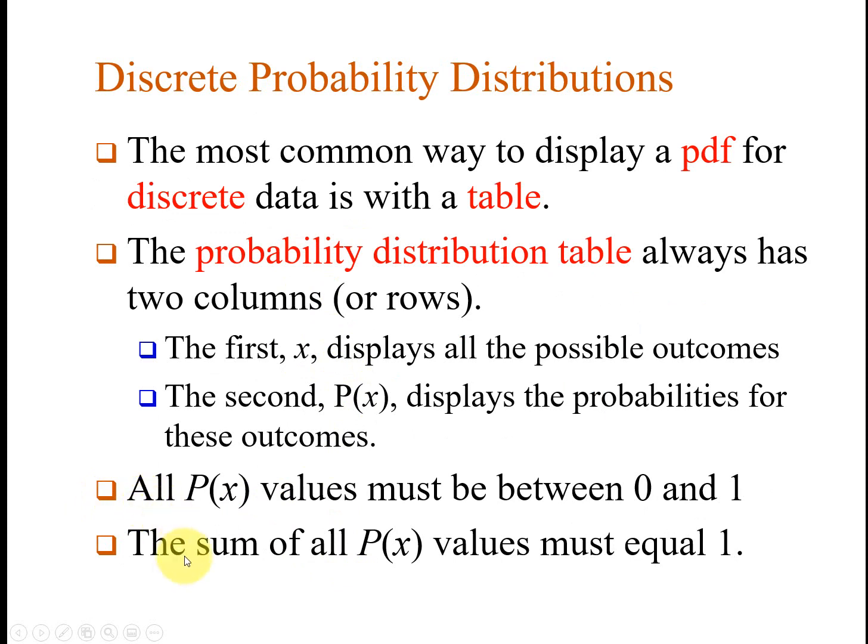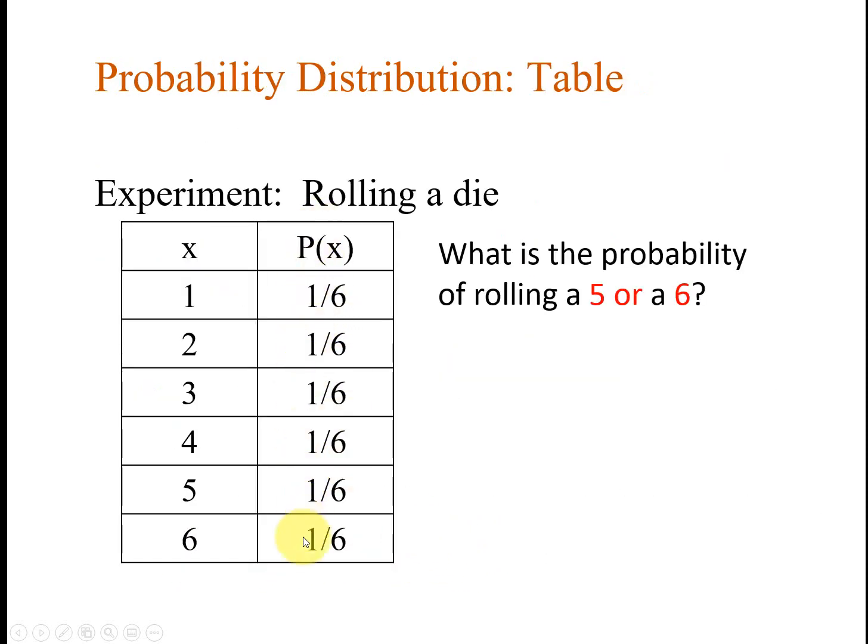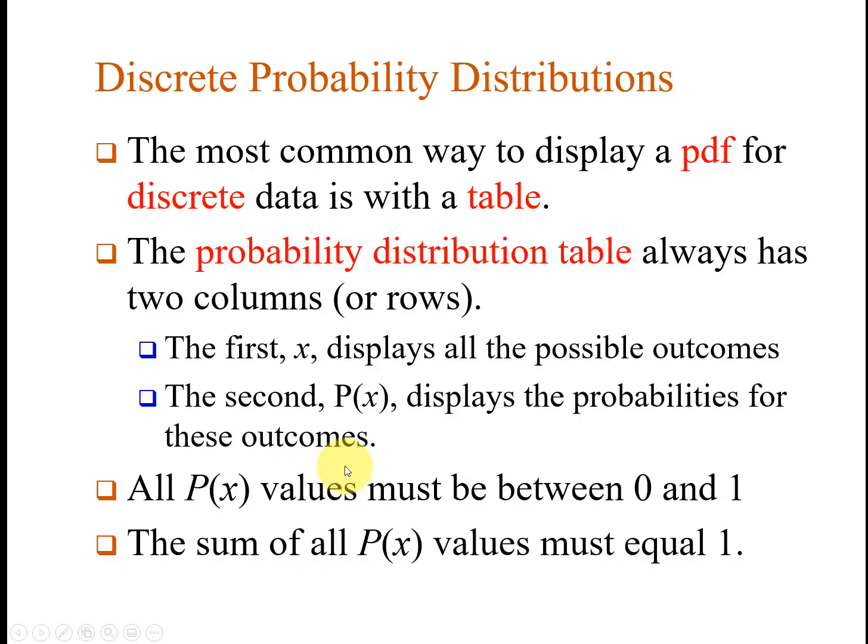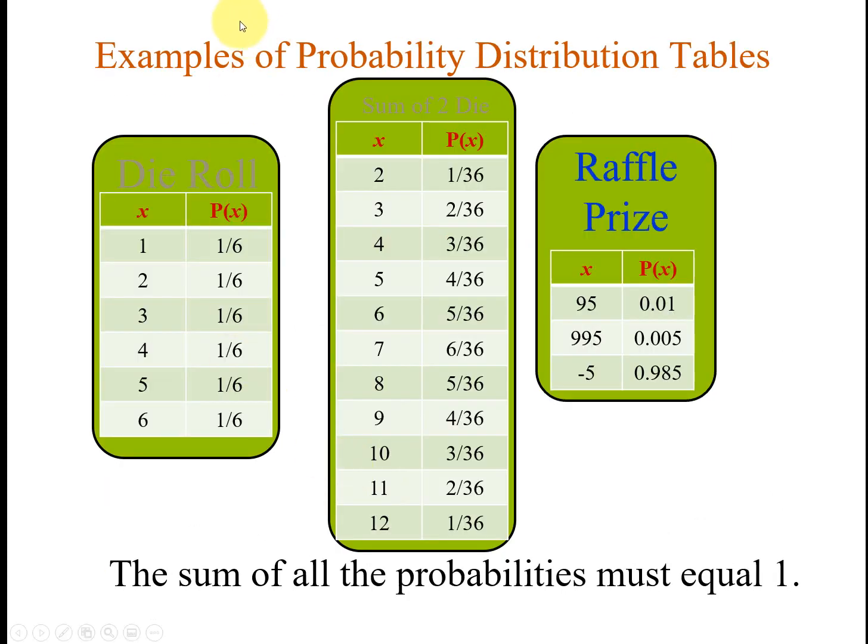And remember from the previous chapter that all probabilities are between 0 and 1. And the sum of all those probabilities in that second column, in this situation, always has to equal 1 to be a probability distribution. So here's examples of probability distribution. Here's a die roll, here's the sum of 2 dice, here's a raffle prize, and if you want to take the time, these all add up to 1.